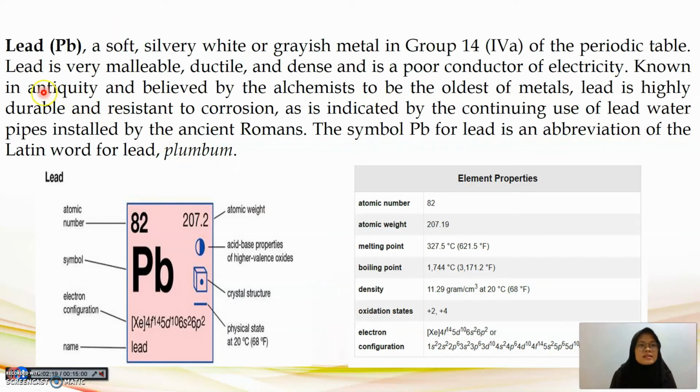Okay, the last is lead with the symbol Pb, which is an abbreviation of the Latin word for lead, plumbum. Lead is a soft, silvery white or grayish metal, very malleable, ductile, and dense, and it is a poor conductor of electricity. Lead was known in antiquity and believed by the alchemists to be the oldest of metals. Lead is highly durable and resistant to corrosion. Okay, this is the crystal structure, and there are some element properties.